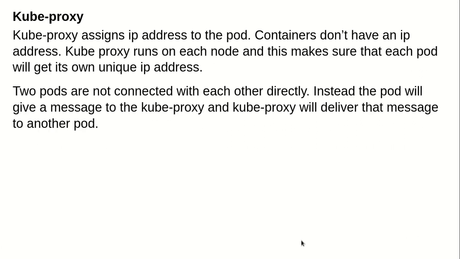All right. So the next component is the kube-proxy. It will handle the networking part. So it will basically assign the IP address of the pod. All right. Containers do not have an IP address. You need to remember that the containers do not have an IP address. Instead, the pod will be given an IP address. So the kube-proxy runs on each node. And this makes sure that each pod will get its own unique IP address.